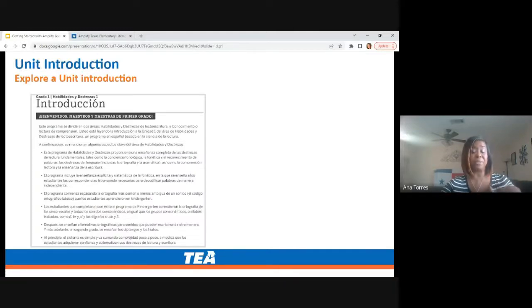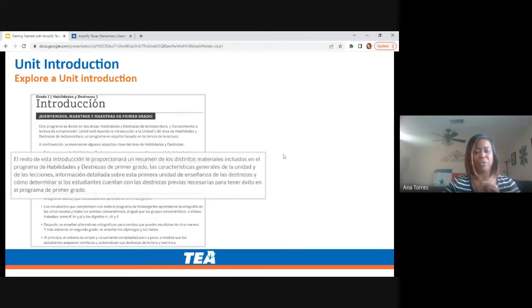Again, for the purposes of this session, we're just going to explore a unit introduction and its components. So the introduction includes a wealth of information, as I've mentioned before. The last paragraph of that unit introduction discusses all the various parts of the introduction. And so we really recommend that you read the full unit introduction and the teacher guide when you're teaching in your classroom. So this is here, the last paragraph, and again, it gives you the various parts of that specific introduction.